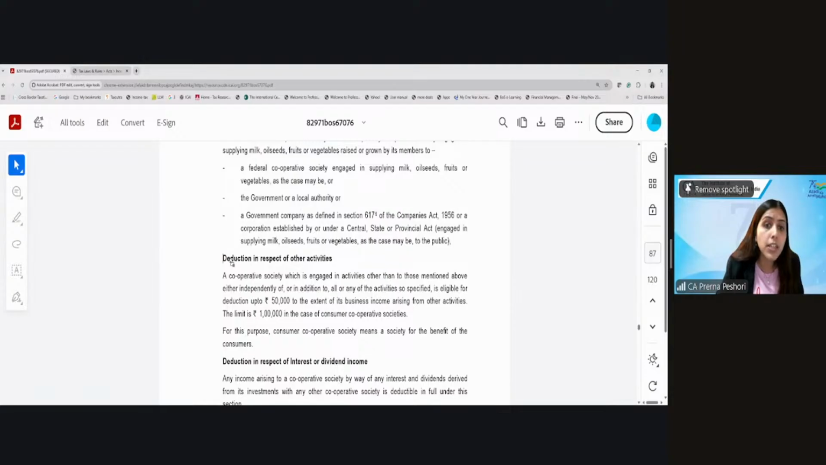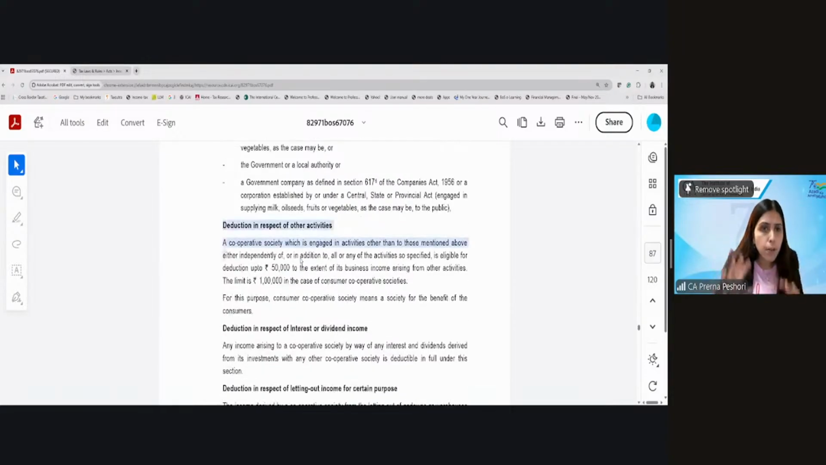Then deduction in respect of other activities of a cooperative society. A cooperative society which is engaged in any other activities beyond these activities, either independently or in addition to these activities, is entitled to a deduction of 50,000 to the extent of its business income. And in case of a consumer cooperative society, the limit is 1 lakh. So if a cooperative society is engaged in any other business apart from these, the business income will be allowed as a deduction subject to a maximum of 50,000. If it's a consumer cooperative society, 1 lakh.